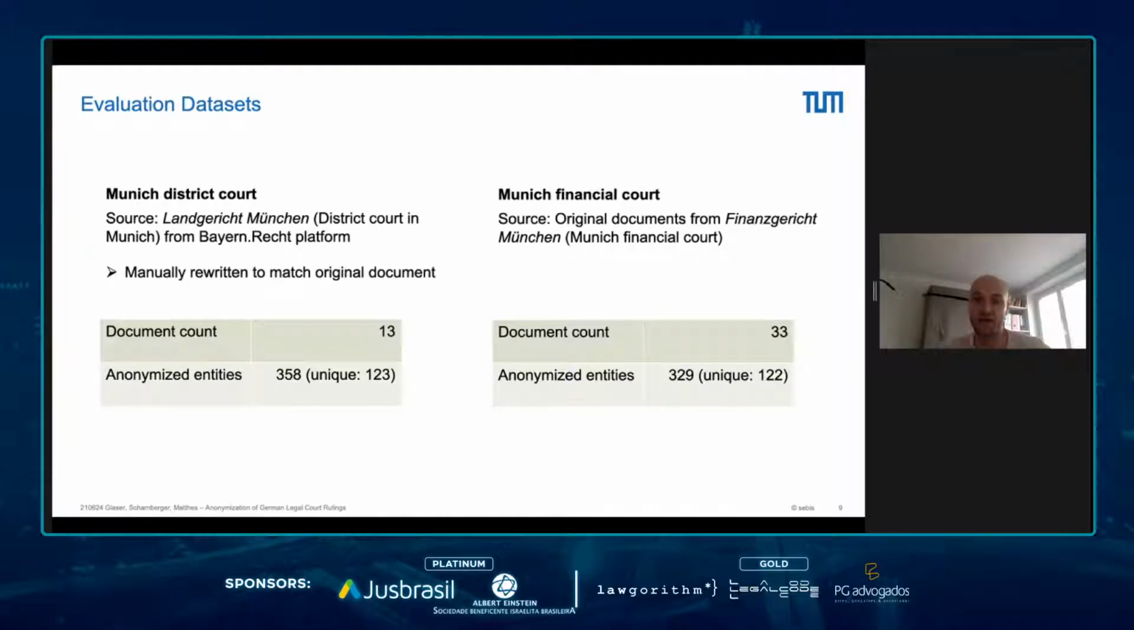We wanted to take two different domains because we have the assumption, also from the interviews, that different courts and different court types differentiate between entities which need to be anonymized. And therefore, we want to see whether we can apply a model trained on ordinary jurisdiction to a financial jurisdiction, or whether we would need to train different models.